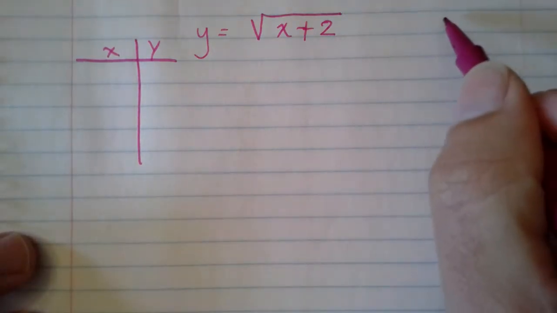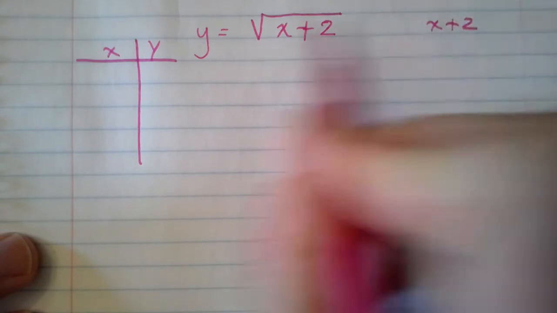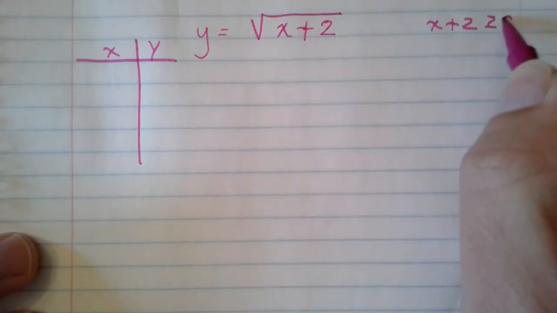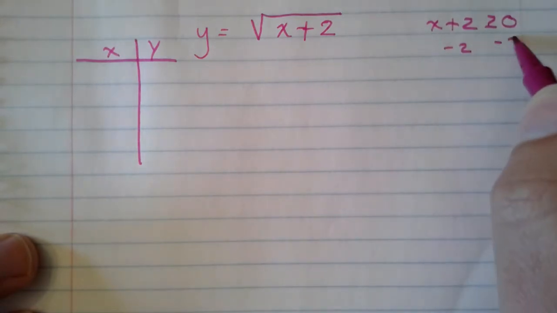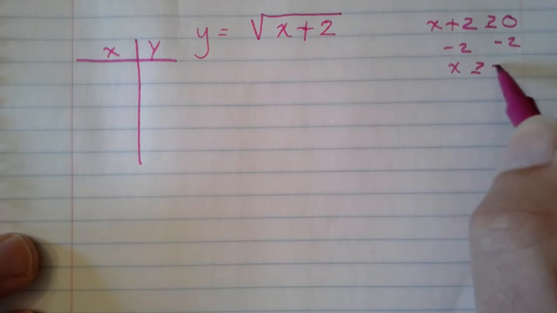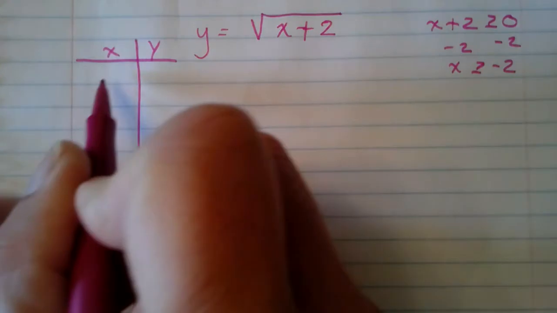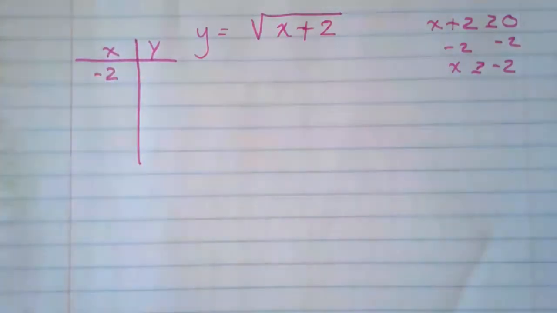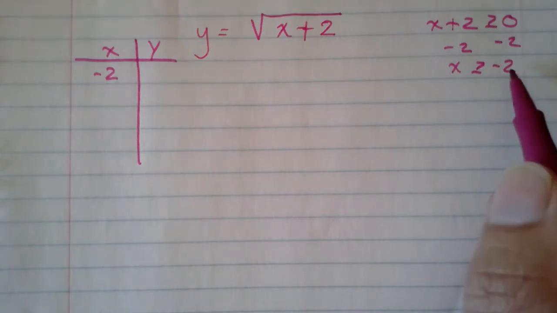So off to the side, I'm going to take my radicand, x plus 2, and find the domain. I want to make that greater than or equal to 0. I'm going to subtract 2. So my domain has to be greater than or equal to negative 2, which means that's going to be my first number for my inputs. I'm going to plug that in.